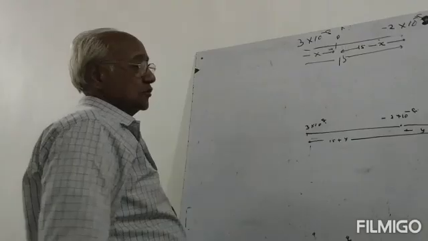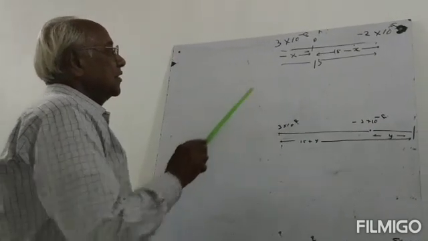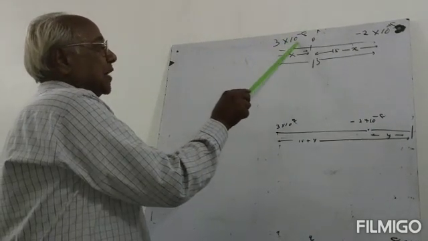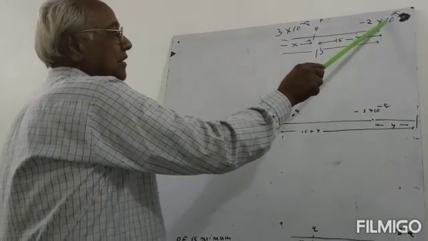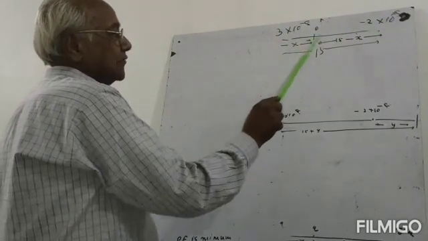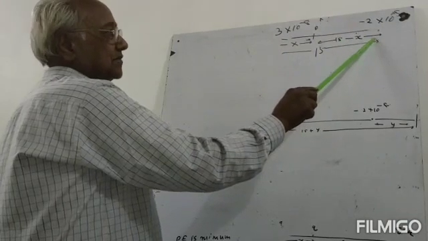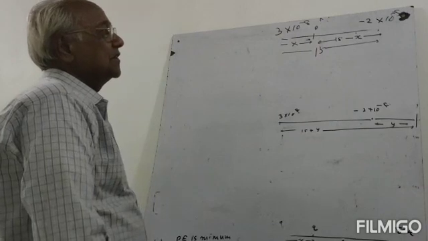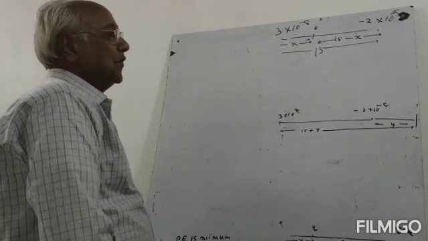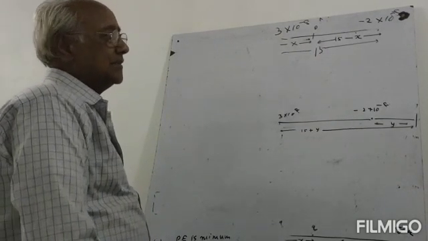Now second, we have two charges. One is 3 × 10^-8 and another is -2 × 10^-8. They are separated by a distance of 15 centimeters. Now we have to find the position of the point where potential is 0.